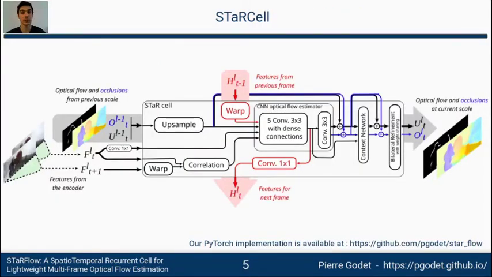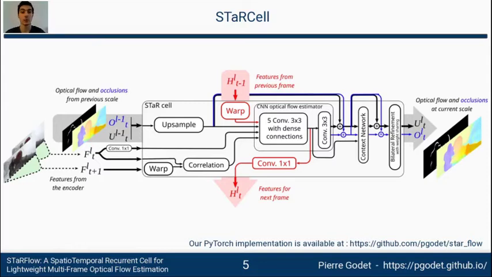This is how the STaR cell works. What I want to underline here is the main difference between our method and continual flow. While continual flow conveys the optical flow estimation from one frame to the next, we rather use a learned feature map that is given from one time step to the next, as shown in red, and that acts like a memory state that accumulates information from the past and helps the estimation process in the future.